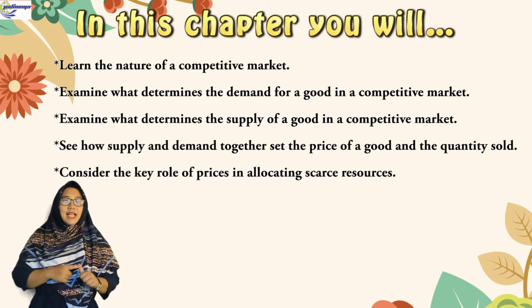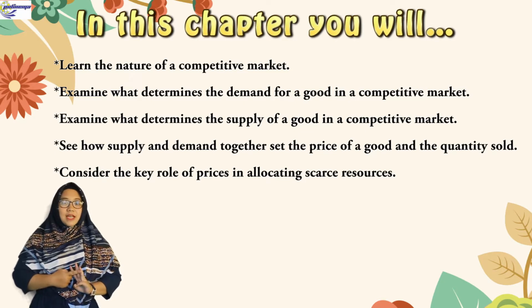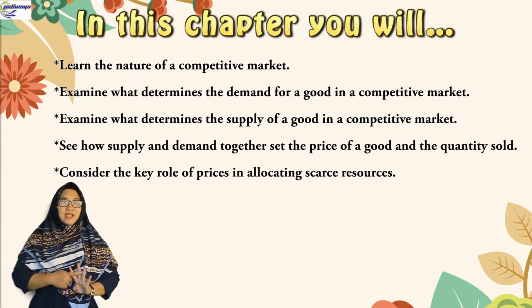Number 1, learn the nature of a competitive market. Number 2, examine what determines the demand for a good in a competitive market. Number 3, examine what determines the supply of a good in a competitive market. Number 4, see how supply and demand together set the prices of a good and the quantity sold. And the last one, consider the key role of prices in allocating scarce resources.